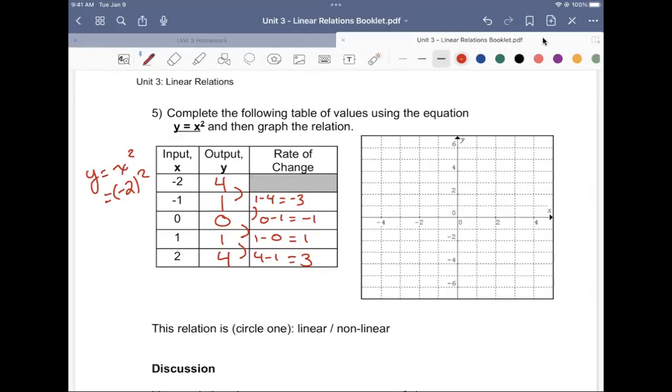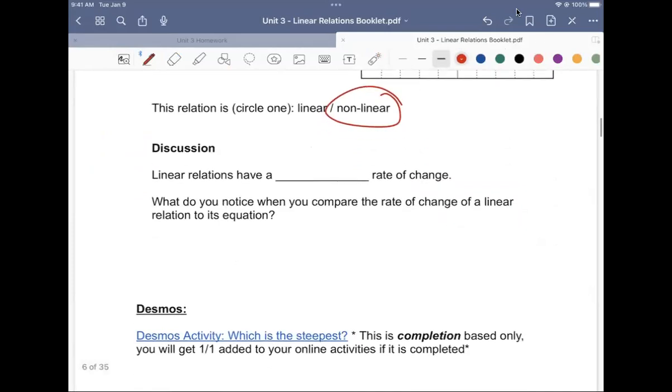So now if I graph those, negative 2 gives me 4. Negative 1 gives me 1. 0 gives me 0. 1 gives me 1. And 2 gives me 4. If I draw a line through these so that I hit every single point, this is non-linear. There is a curve to this line, so it's non-linear. So linear relations are going to be anything that has a constant slope. If the slope is the same at every single point, it is constant.